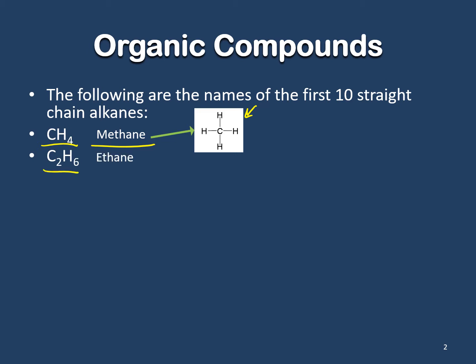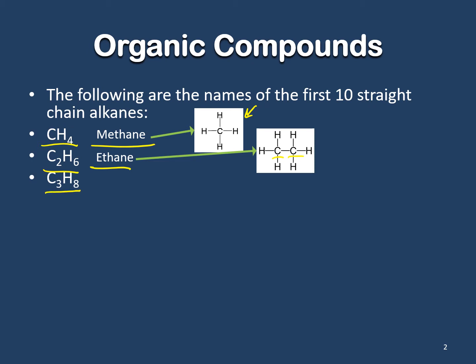C2H6, you should know as ethane. These two you do need to memorize, both the name and the formula and vice versa. It has two carbons in a row, and you see here we're building a little bit of a carbon chain, and this is why they're called straight chain alkanes.